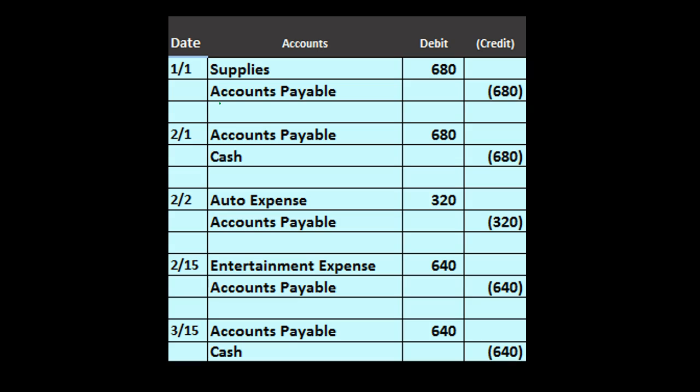The point of the journal being that every transaction is going to have an equal number of debits and credits, and the general journal here is then what we would post to the general ledger and use the general ledger to create the trial balance, and then use the trial balance to create the financial statements.